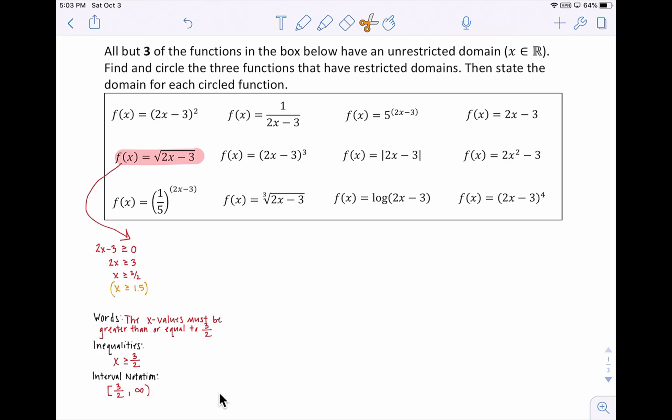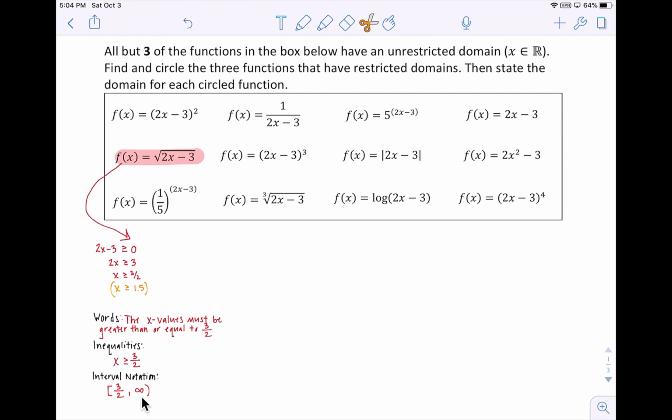So here's how we could state the domain. There's really 3 ways you could do it. You could say it in words: the x values in this equation must be greater than or equal to 3/2. We can use an inequality symbol to say that, which is basically what we got when we solved the inequality: x itself must be greater than or equal to 3/2. Or we could use interval notation, which says that 3/2 is the smallest number we can plug in for x, but we can plug in anything larger than that. We can go to the right forever. And if we were to graph this, we would see a graph that starts at 1.5 on the x-axis and then goes forever to the right.